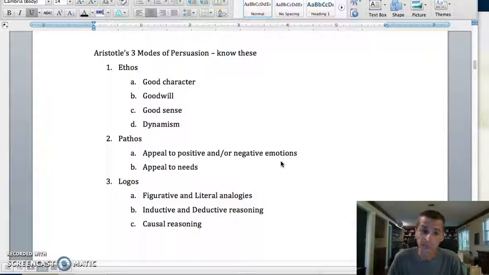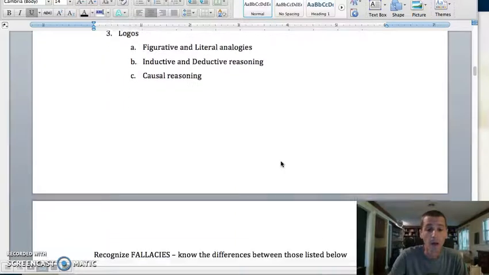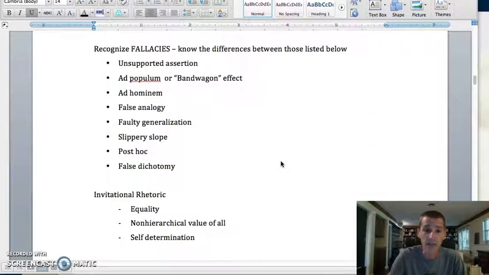Finally, causal reasoning is simply cause and effect reasoning, and it's basically saying that the second would not exist without the first. Okay? All right, moving on to fallacies.